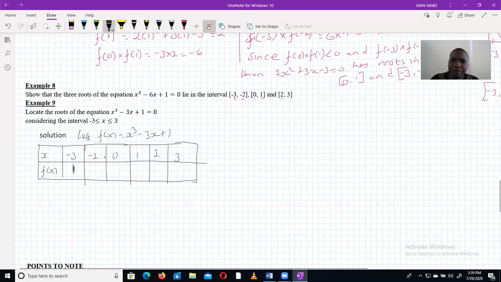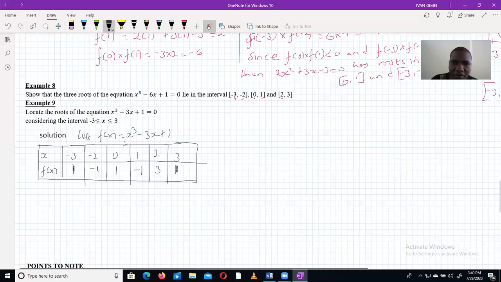When I put -2, this will be -8 plus 6. That gives me -2 plus 1, -1. When I put 0, it gives me 1. When I put 1, this will be 1 minus 3, -2 plus 1, -1. When I put 2, this becomes +8 minus 6. This becomes 3. When I put 3, this is +27 minus 27, this becomes 1. Hope these values are correct.